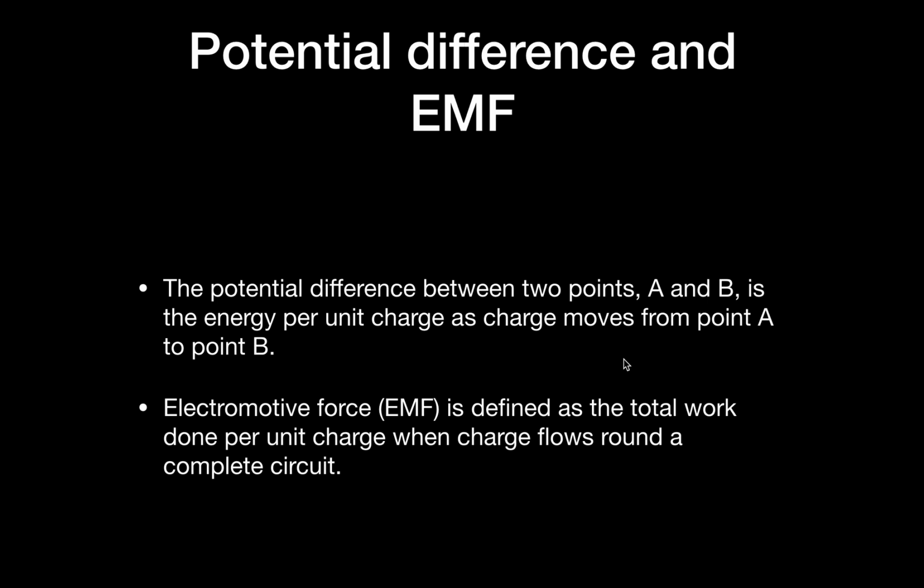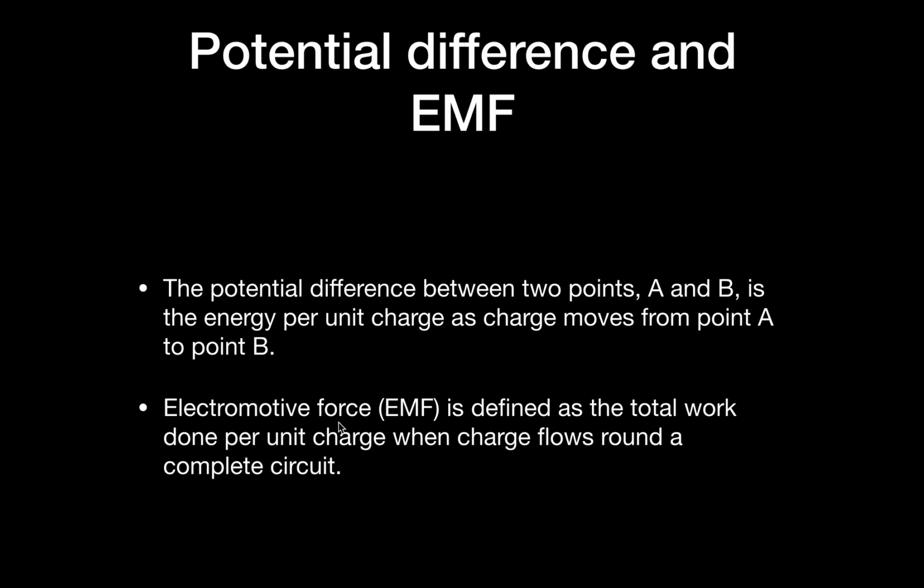The voltmeter across the lamp essentially displays the energy per unit charge for the charge to move across that lamp. That is what potential difference is. It is always calculated across any component.